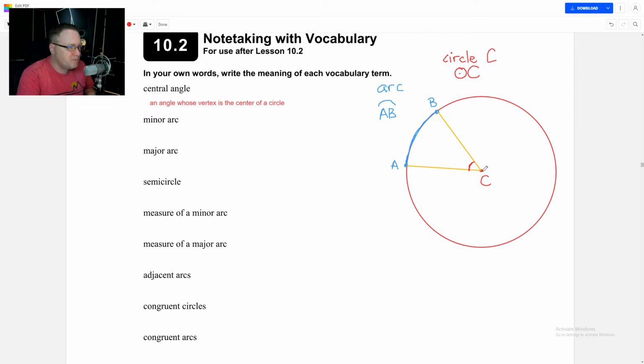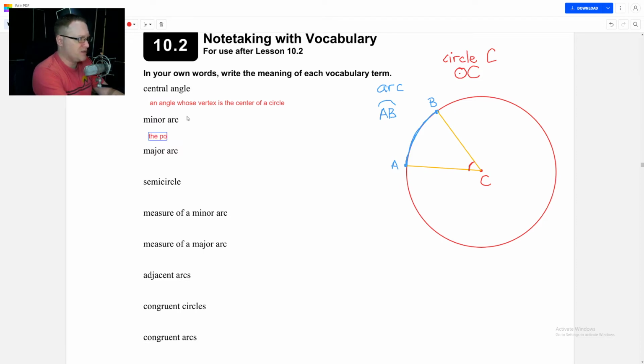So this angle is called a central angle because the vertex is the center. Okay, next. Now, we already said that this blue piece right here, the piece of the circle, we call it an arc. So now we're going to talk about the difference between a minor arc and a major arc. This is going to be a little bit hard to type because we have to use some special words. So what is a minor arc?